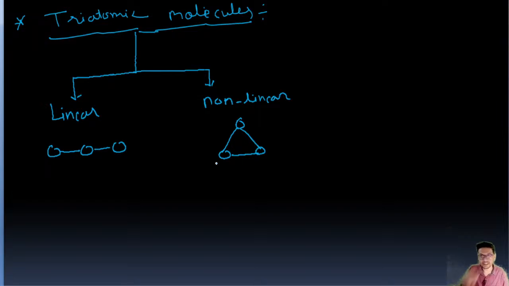Okay, this is linear and this is non-linear. So triatomic molecules are of two types, linear and non-linear. This is the linear molecule and this is the non-linear molecule. And for the degree of freedom, there is a formula, guys, you need to note down.